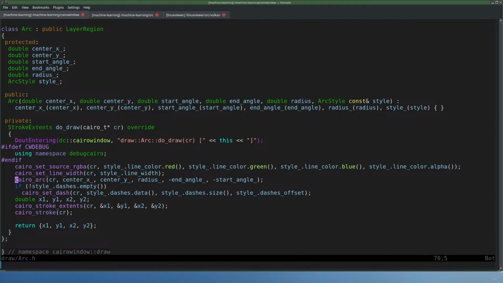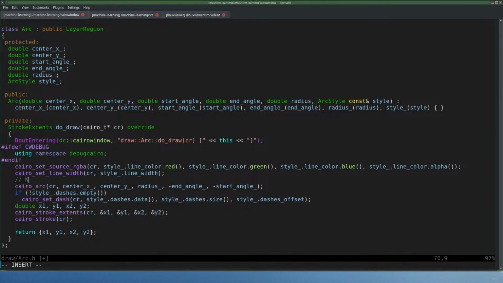Or not. No, no, no. Let's do it like this. And then I need a comment here again. So negate and swap angles, because our y coordinate is reversed. Is that a good word? From that, all the pixels.